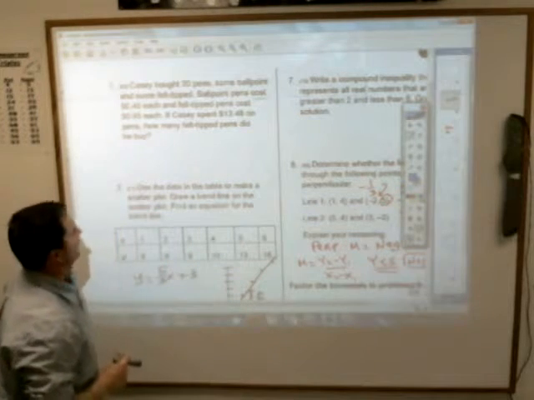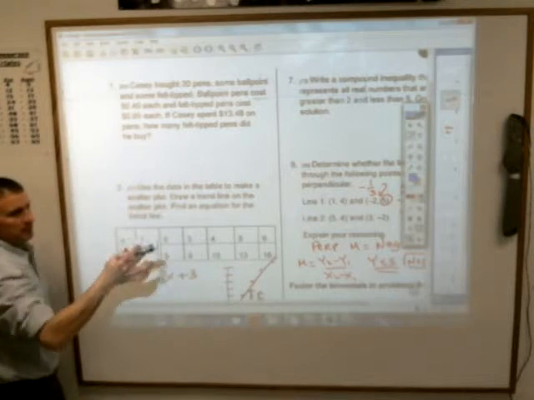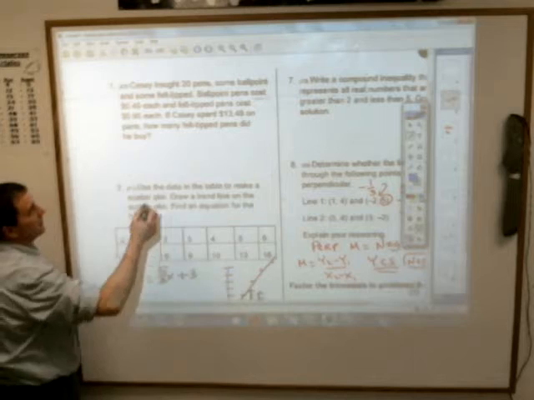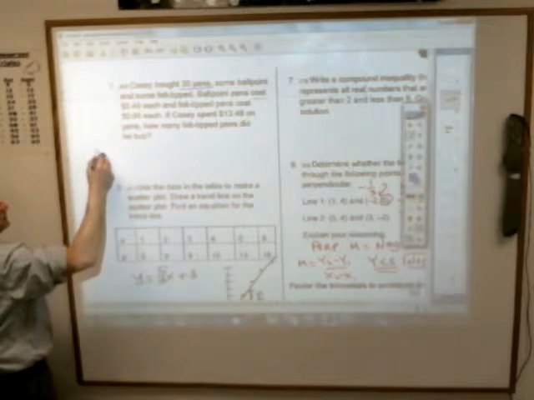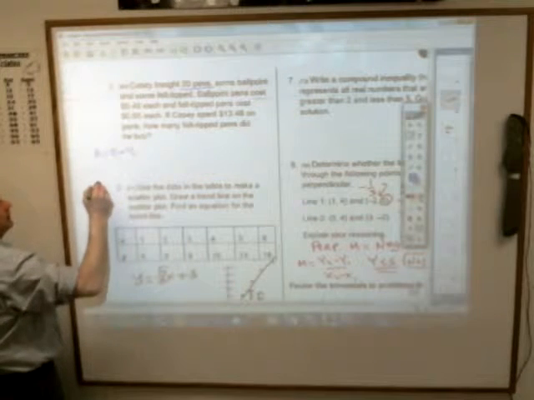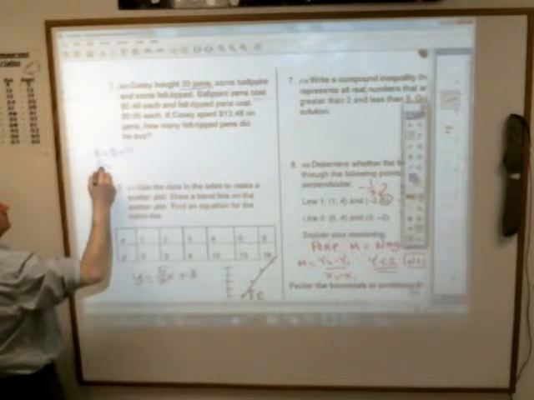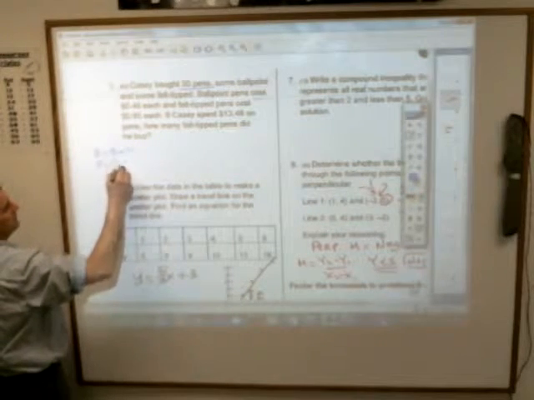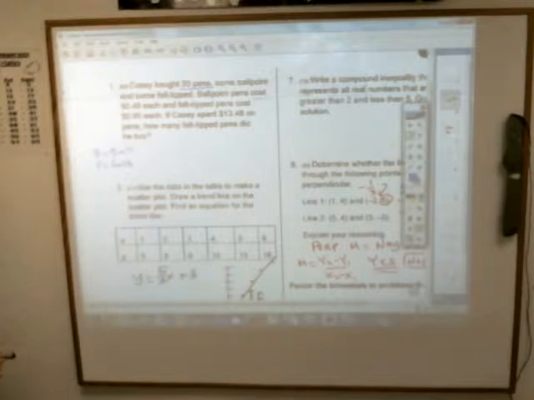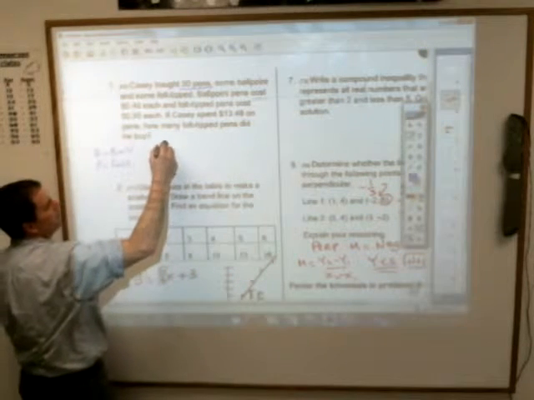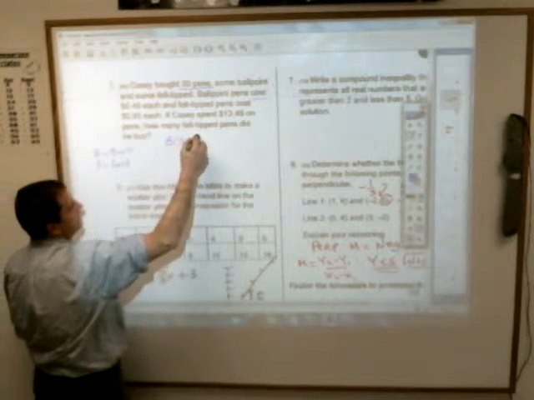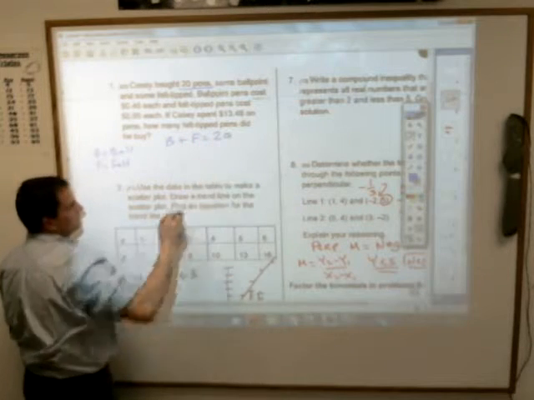Okay, but the way they want you to do this is you're going to write a system of equations. You know you have 20 pens. You might want to off to the side say B stands for the ballpoint pens, and F stands for felt tip. Does anybody still make felt tip pens? I have some. I guess they're Sharpies. But what two equations do you get? Well, you know you got 20 total pens, so ballpoint pens plus felt pens equals 20.